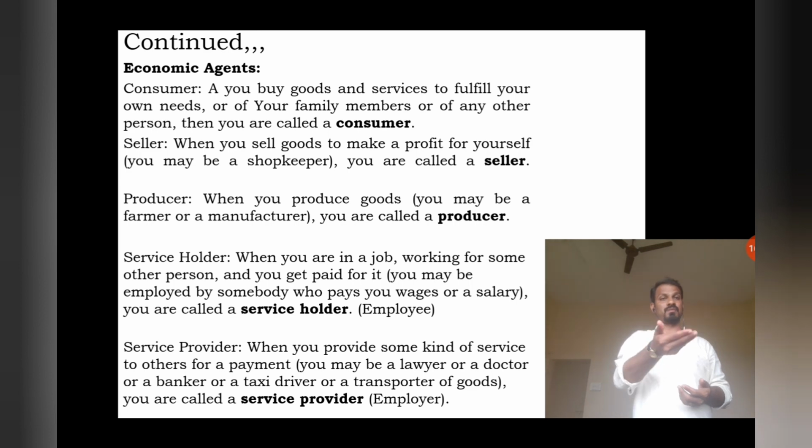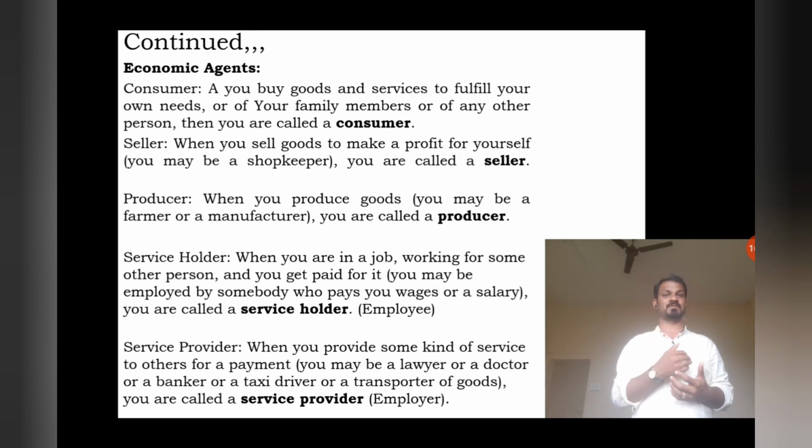So, to fulfill your dream, you have a kind of dream. Maybe you have dreamt of a kind of dream where you want to purchase a gorgeous dress. To fulfill that dream, if you have purchased that gorgeous dress from the Vishal Mart, at that time you will be called a consumer.